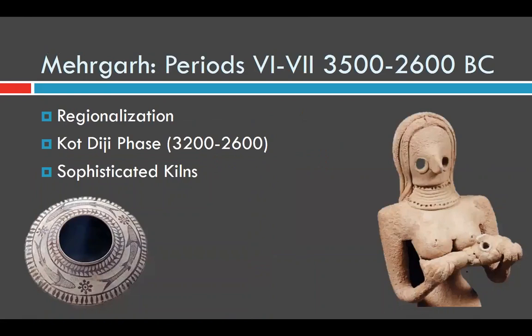During this phase of regionalization, periods 6 and 7, 3500 to 2600 BC, the Kot Diji phase is a very prominent part of this period. Sophisticated ceramic kilns, well-made, beautiful pottery, really quite a lot of emphasis on the ceramic figurines and use of clay ceramics and firing of these. They are mass-produced or standardized, so it means that there are craft specialists whose job it is to make ceramics. And so they probably aren't employed as farmers. They just make ceramics all day, and that's their job. So that is one indication of some specializations within their economy.